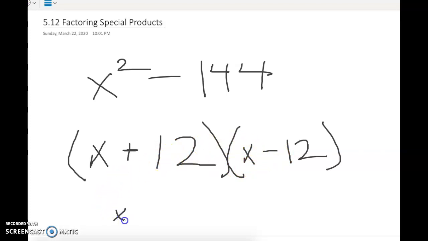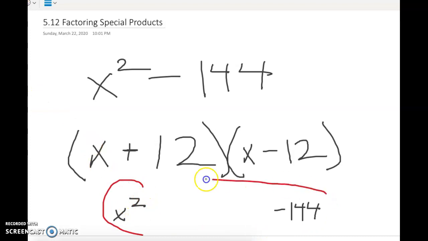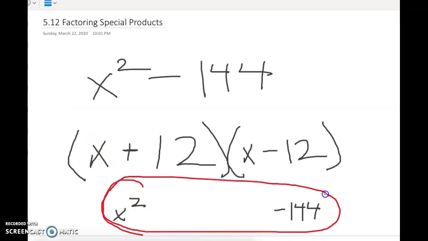So when we FOIL it out, we're going to have x squared. We're going to have positive 12x. Then we're going to have minus 12x. And then last but not least, when we do our last distribute, we go 12 times 12, it'll be negative 144. Okay? And when I talk about getting rid of the 12x, you got positive 12x minus 12x, which is going to cancel each other out, which is going to give us 0. And then therefore, here is our answer. Okay?